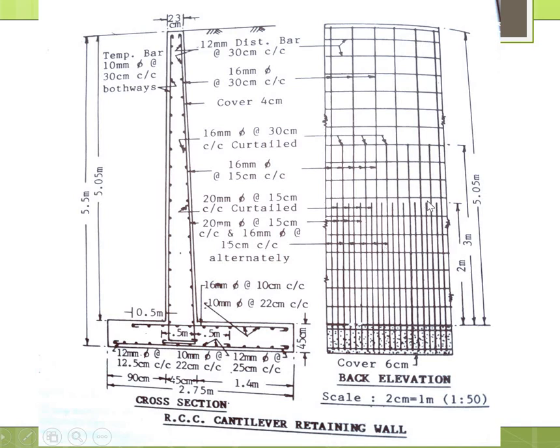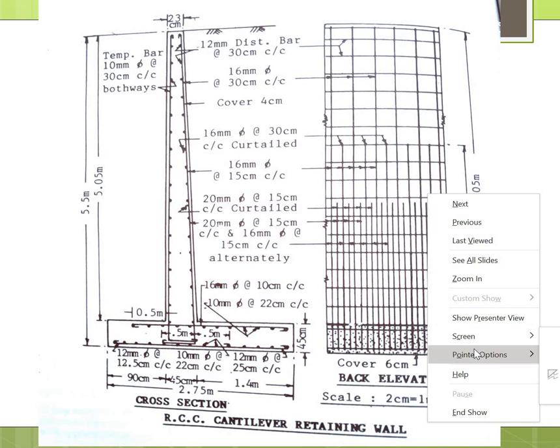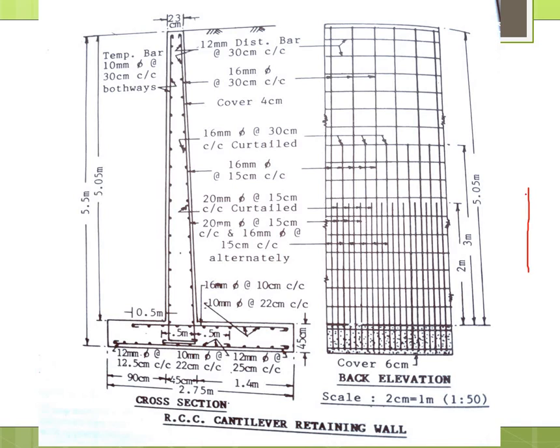So why does this happen? This is because, as you know, the pressure of the earth increases like this. As the depth increases, the pressure will also increase. You have learned this in earth pressure theories. So in the lower portion more pressure comes, and hence the retaining wall should withstand more pressure. For that we give more bars in the lower region.